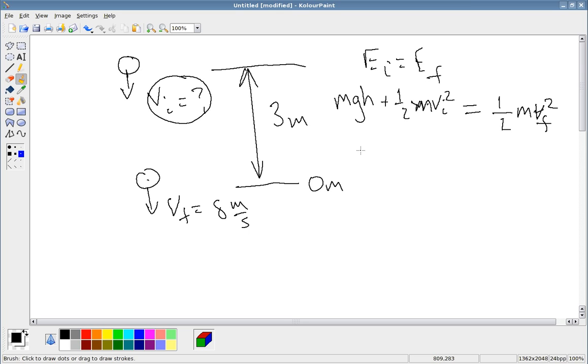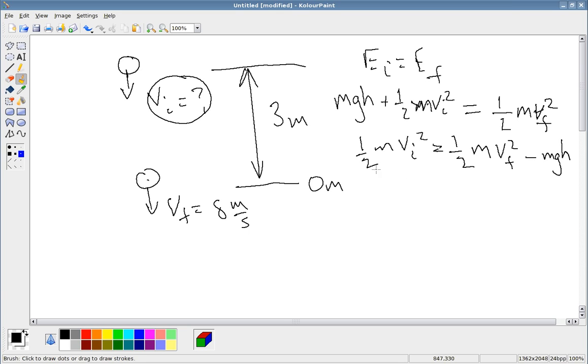Now, in order to solve this problem, we're going to have to solve for the initial velocity. We have the final velocity, we have the height by which it falls, and so we can solve for this using a little bit of algebra. And so we can say, alright, 1/2 mv initial squared is equal to 1/2 mv final squared minus mgh.